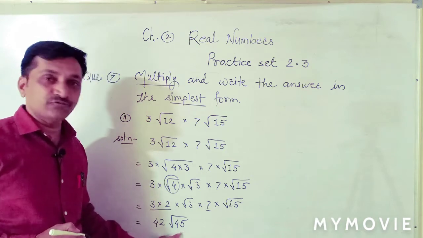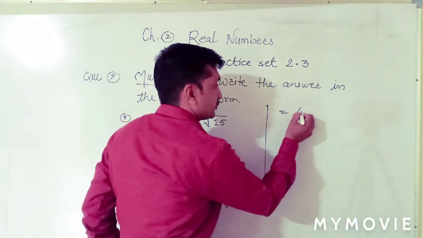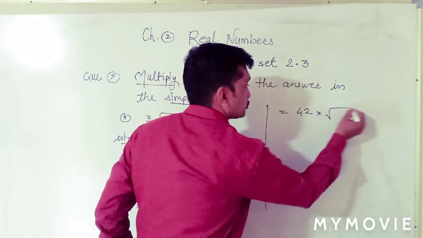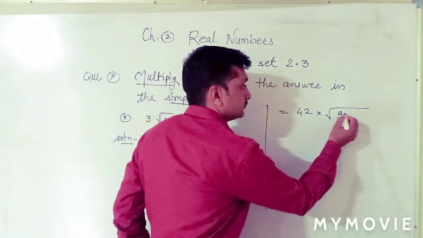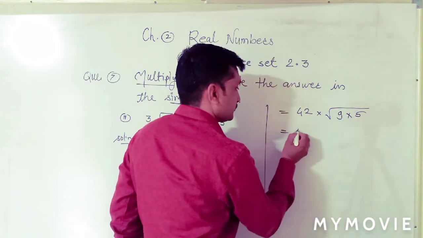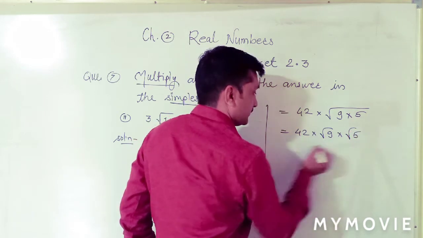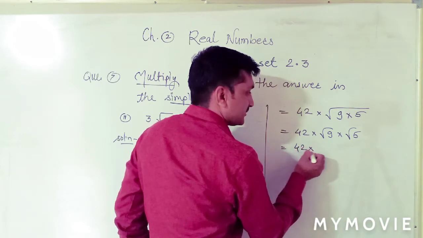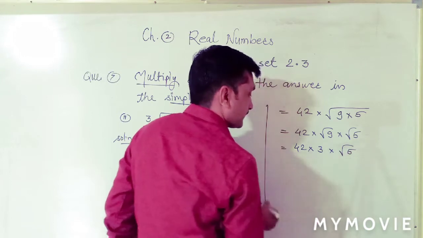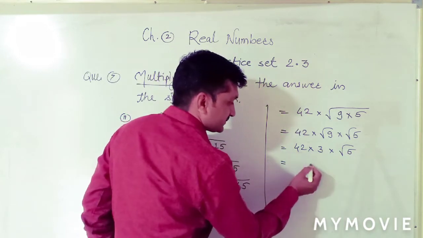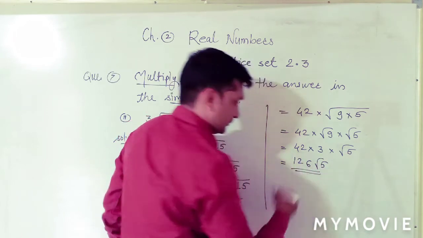But again we can factorize 45. It is equal to 42 multiplied by square root of, now factors of 45 are 9 5s are 45, is equal to 42 multiplied by square root of 9 multiplied by square root of 5. 42 multiplied by square root of 9 is 3, multiplied by square root of 5 is equal to, last step now, 3 2s are 6, 4 3s are 12 and this square root of 5. This is the simplest form.